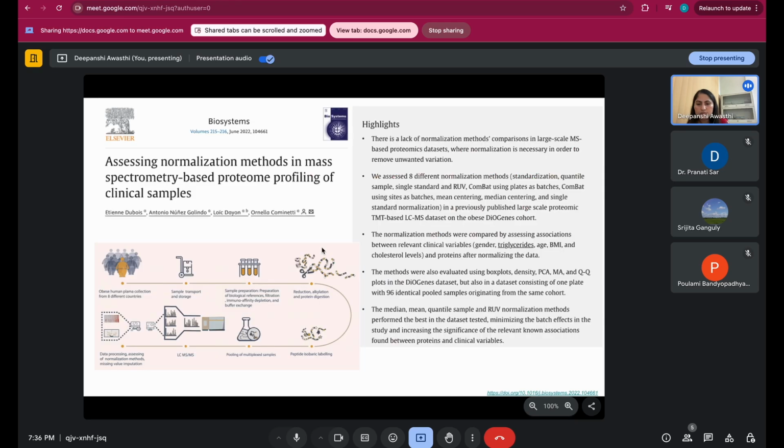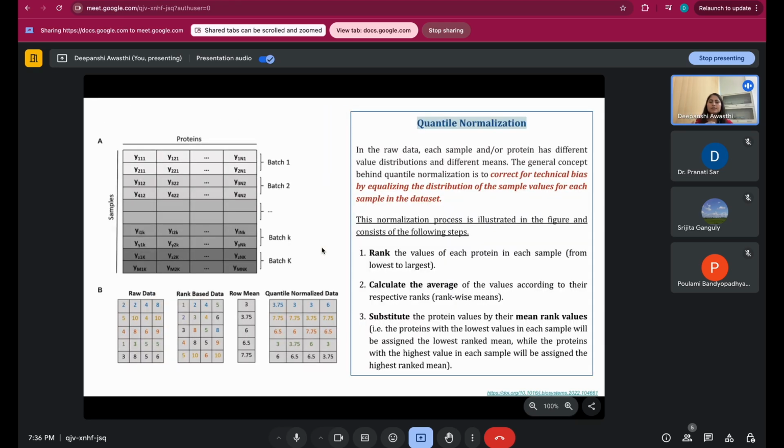So I'll give you an example of how the quantile normalization is done. Quantile normalization is a kind of correcting the technical biases by equalizing the distribution of the sample values for each sample in the data set. So now I will tell you what the steps are which are performed in quantile normalization. Let's look at the figure, which is these tables shown on the left side. In A it is showing the samples and the proteins, and there are different batches in which these experiments are performed.